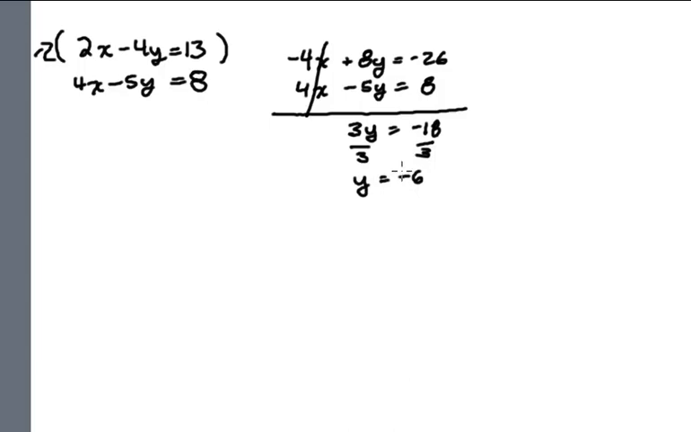Now to find out what x is, I take this value and I plug it into either of my original equations, it doesn't matter which one, and then I solve for x. I'll just use this second one, no particular reason why. 4x minus 5 times negative 6.